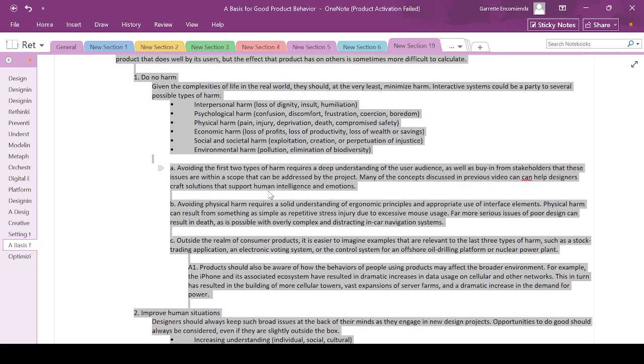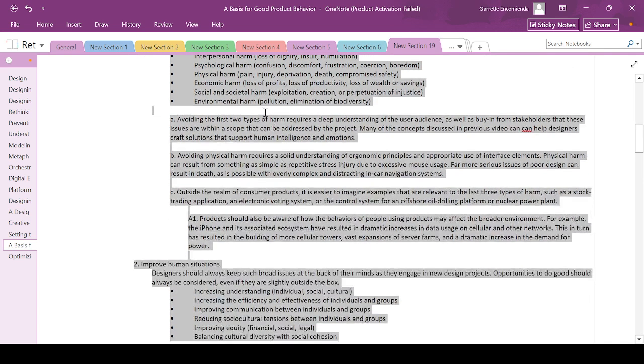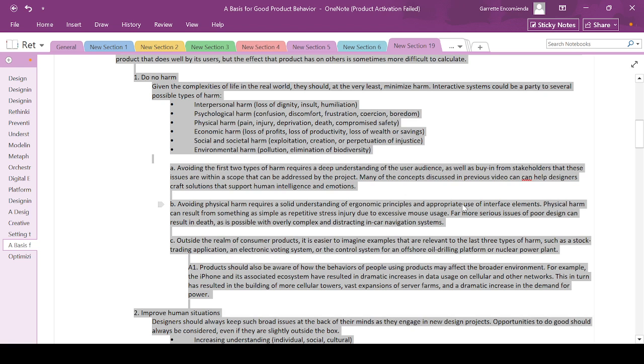elimination of biodiversity. Avoiding the first two types of harm requires a deep understanding of the user audience, like the persona creation, as well as a buy-in from stakeholders that these issues are within a scope that can be addressed by the project. So basically, when we create those persona goals, we're actually trying to solve a small problem in this bigger world.